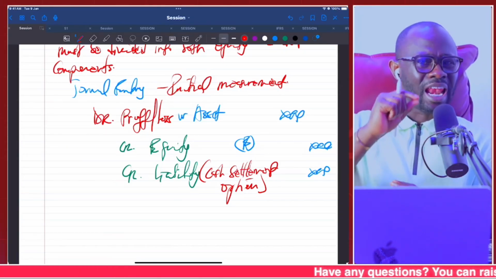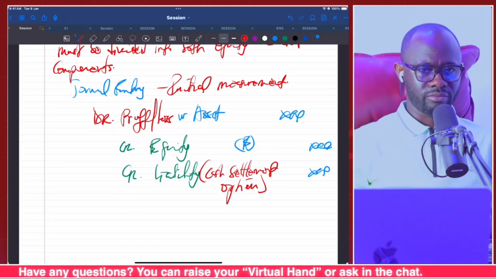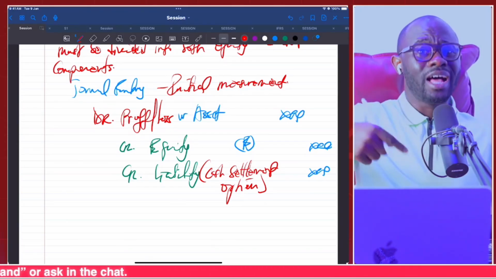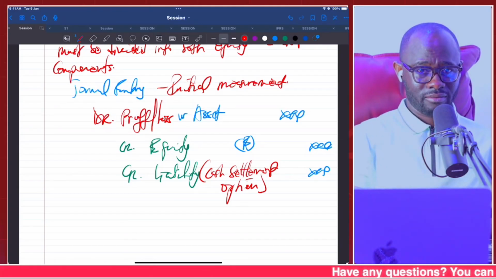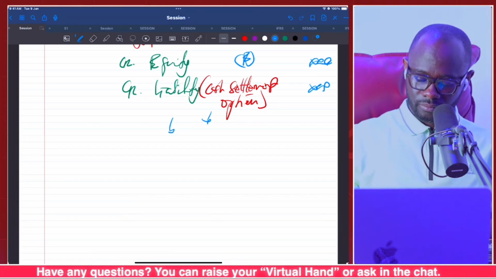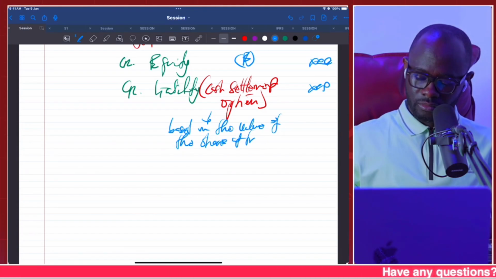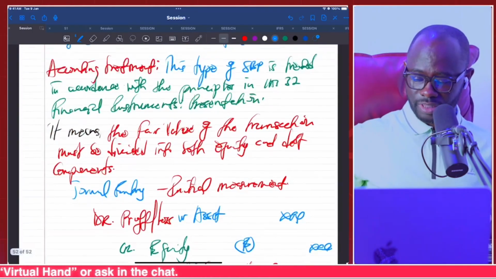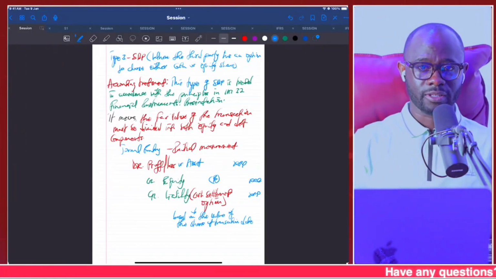What goes into the liability part is the cash settlement option in the deal. Remember, the cash settlement option is based on the value of the shares at the date of the transaction. Okay? So probably let me add that. Based on the value of the shares at the transaction date, then the balancing figure becomes the equity option. That is the initial measurement for type 3 share-based payment.